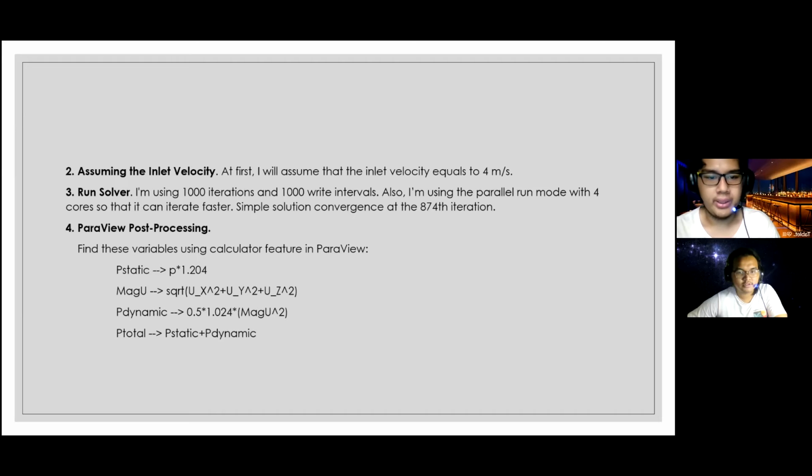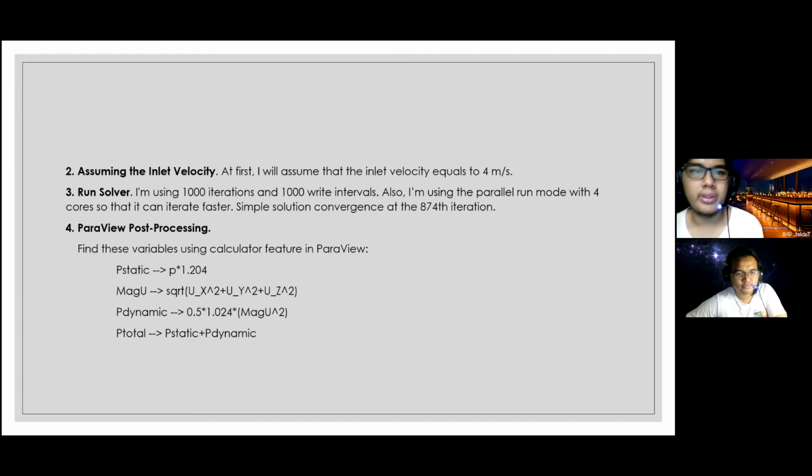Four is ParaView post-processing. Find these variables using the calculator feature in ParaView. P static is P times 1.204. Make U is the square root of ux squared plus uy squared plus uz squared, and then P dynamic is 0.5 times 1.204 times make U squared, and the P total is P static plus P dynamic. We need to calculate the inlet and outlet.